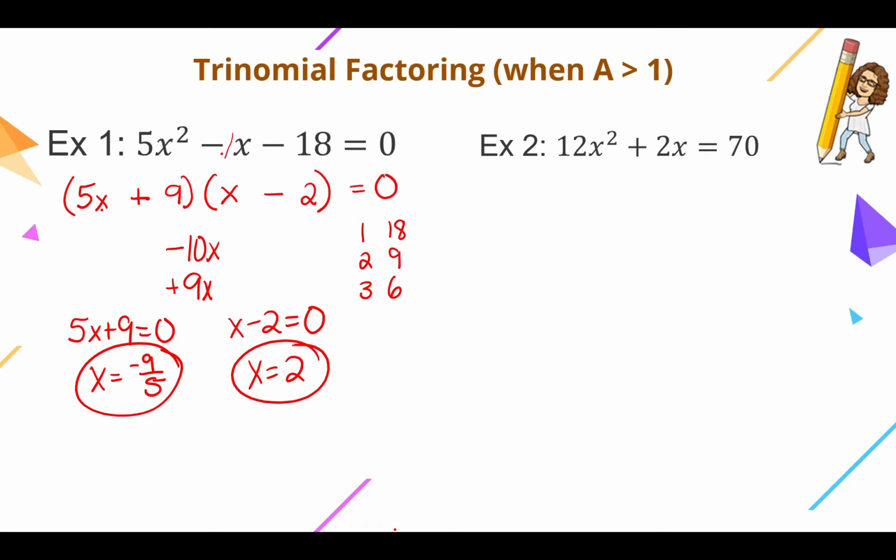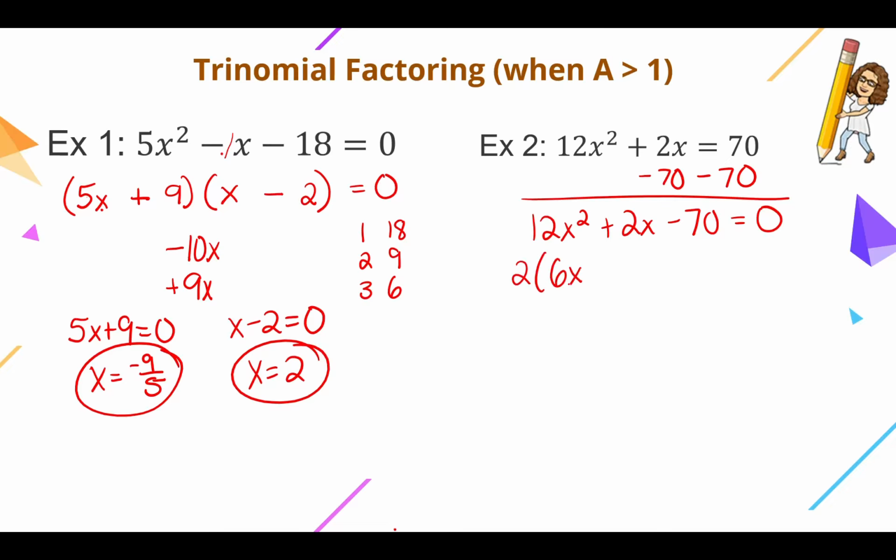I know, kind of a lot, but factoring is really fun. It's kind of like a puzzle. Number 2, I need to get 70 over because I'm not equal to 0, right? So I got 12x squared plus 2x minus 70 equals 0. Looking at this, there is a GCF, so we better take that 2 out. So I'm going to get 6x squared plus x minus 35 equals 0. Okay, 2 sits out front.